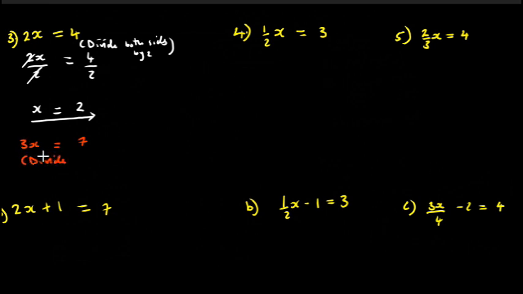So we divide both sides by what? By 3. We always divide by the number attached to x, this number. So we are saying 3x divided by 3 is equal to 7 divided by 3. Divide both sides by 3. Then this 3 goes away. Then our x is going to be equal to 2.3333, so I'm rounding off to 2 decimal places.